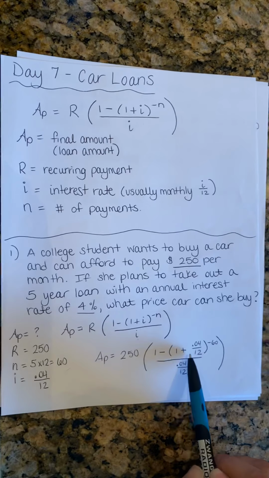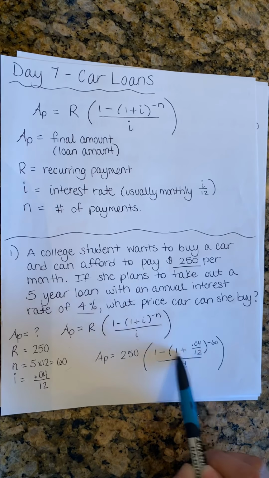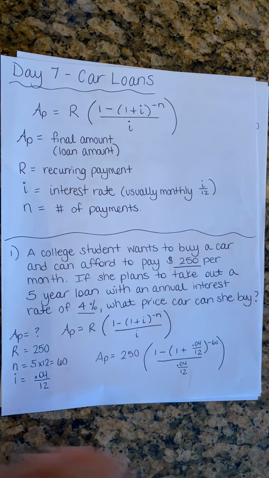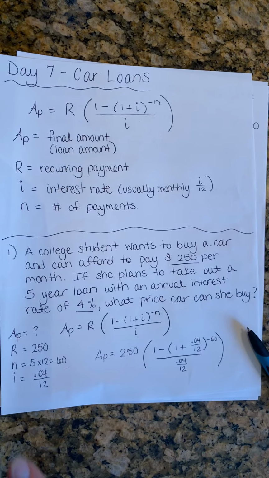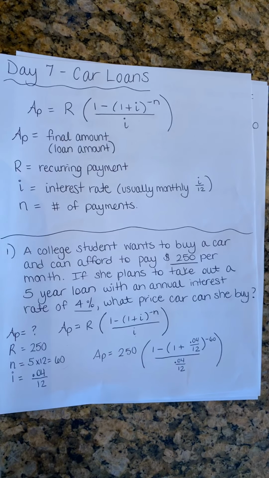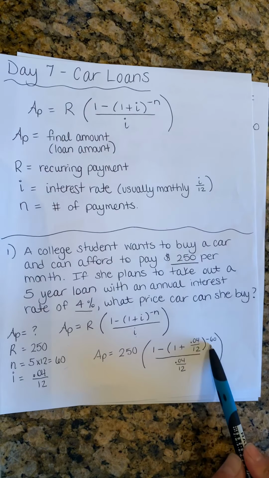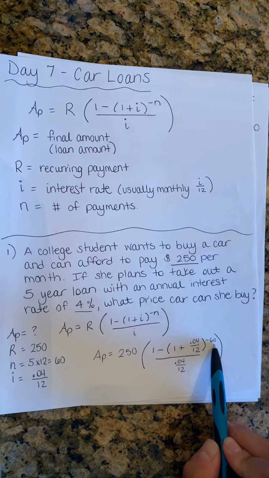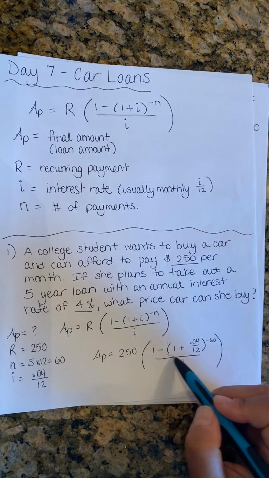So first thing I notice here, I have a parenthesis, 1 plus 0.04, and it's raised to the negative 60 power. So that's what I'm going to do first. I'm going to take the 0.04 divided by 12 right here, add 1 to that number, and then raise it to the negative 60.